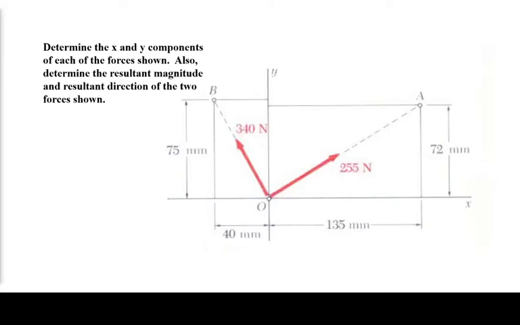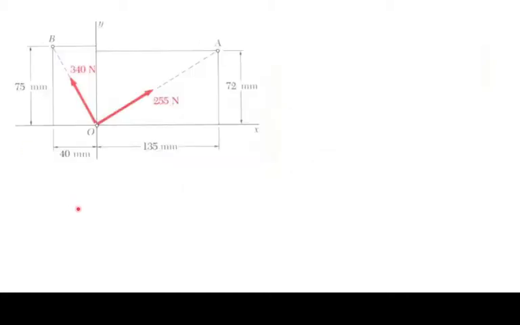All right, so we're given this fun little problem here with arrows and it looks like dimensions. Determine the x and y components of each of the forces shown. Also, determine the resultant magnitude and resultant direction of the two forces shown. So let's go ahead and get to it.